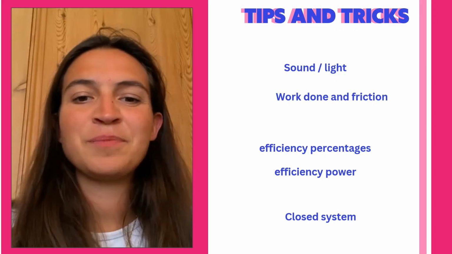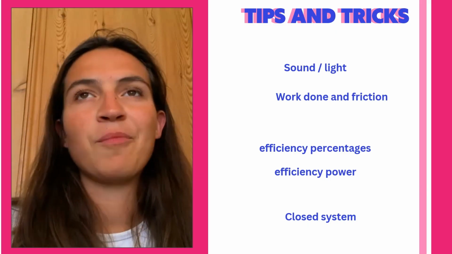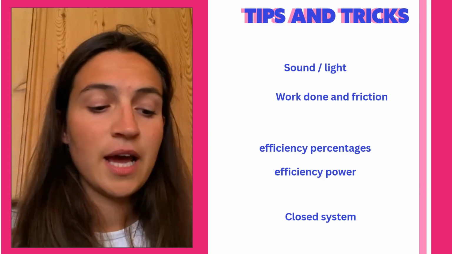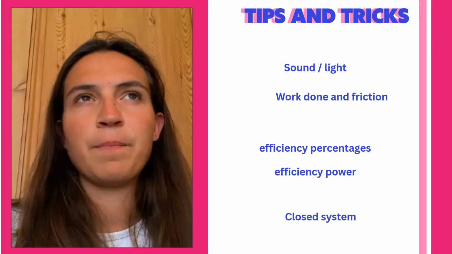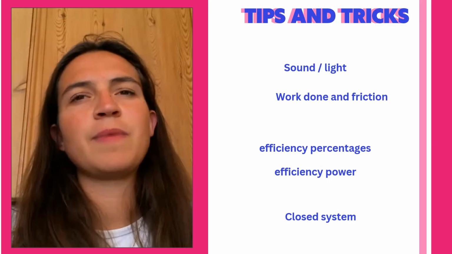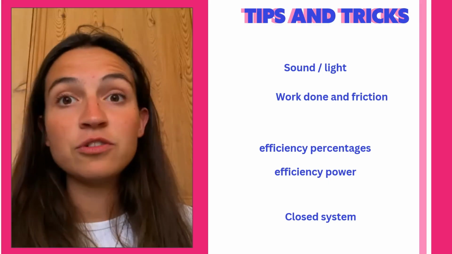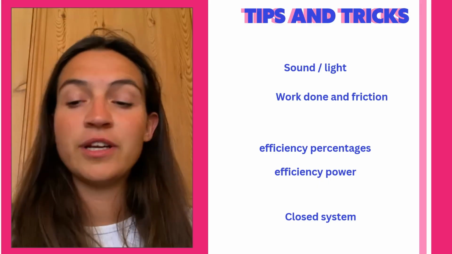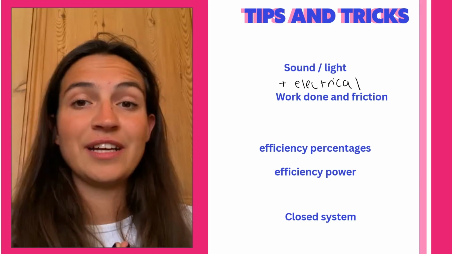Okay, so my first tip or trick is to avoid using sound or light when talking about energy stores. I know I've done it for light and have been a bit lax in my examples, but that was more to make it obvious which my useful form of energy was for a light bulb. In your GCSE, you should avoid using it and you should talk about thermal energy instead.